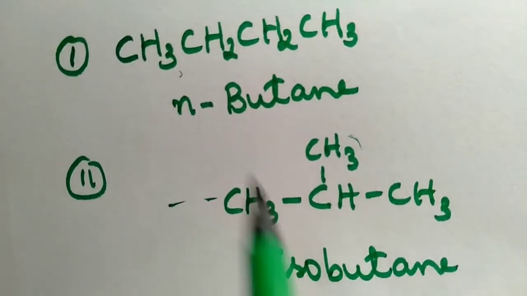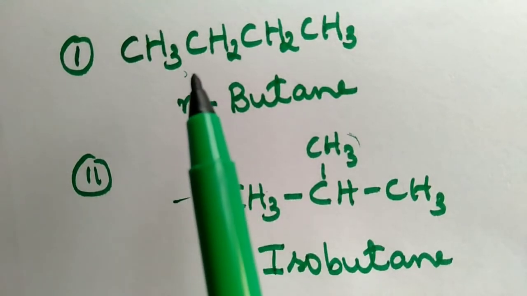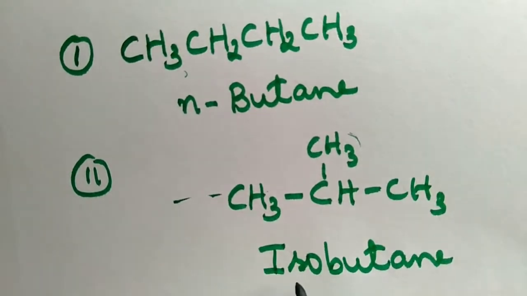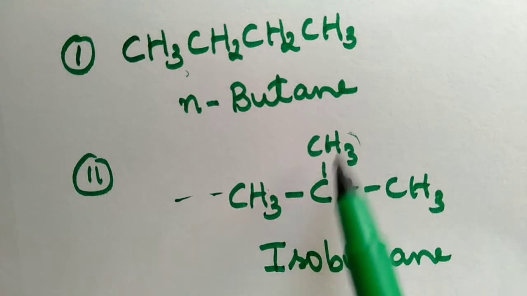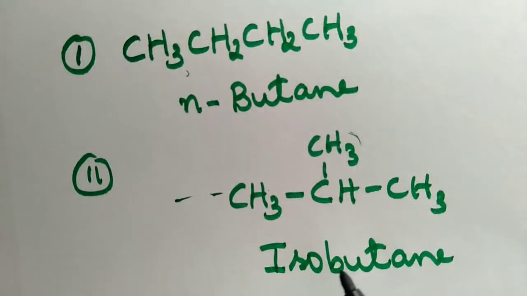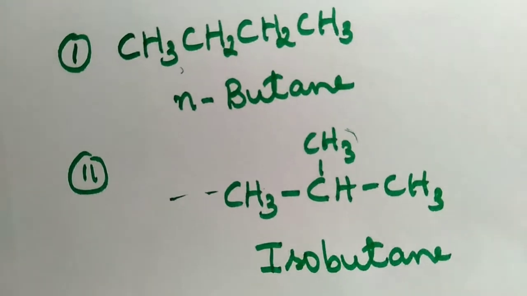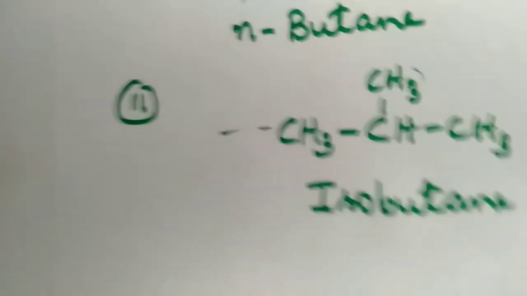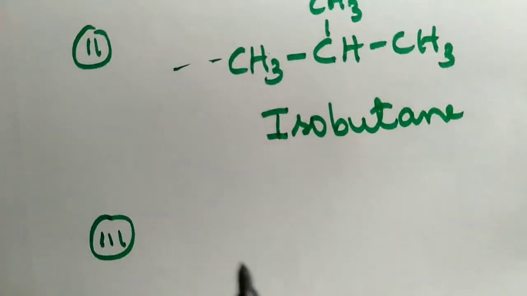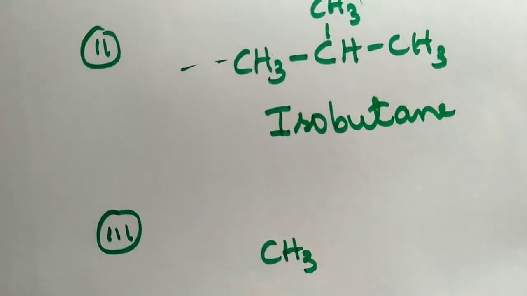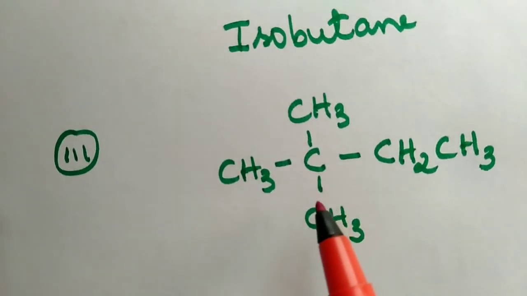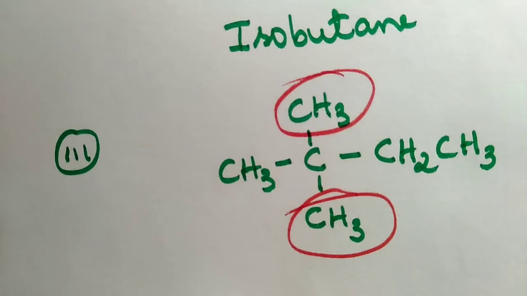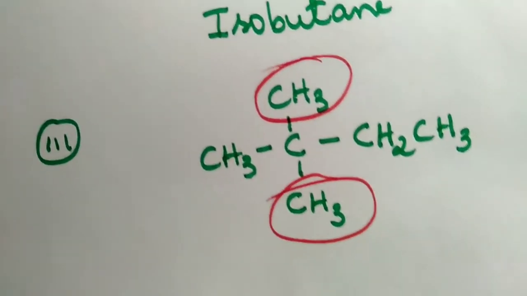butane. Okay, use a prefix n when the carbon atoms are in a straight continuous chain, and use a prefix iso when the second last carbon is attached to one methyl group. Now let us see if the second last carbon is attached to 2 methyl groups. For example, we have this. What about this one? This second last carbon is attached to 2 methyl groups. So the prefix that you have to use here is neo.